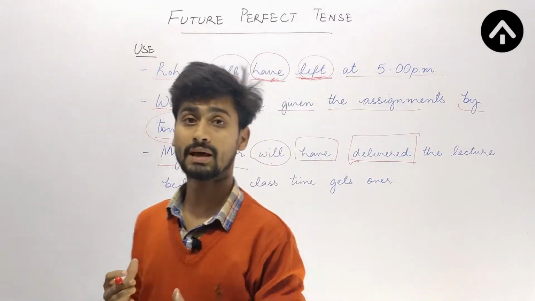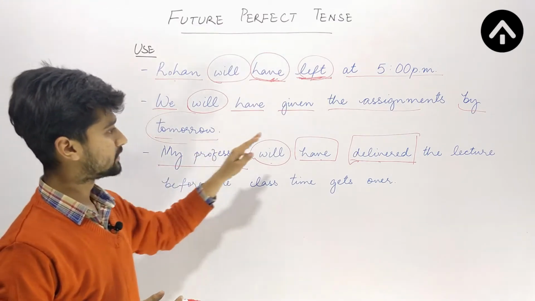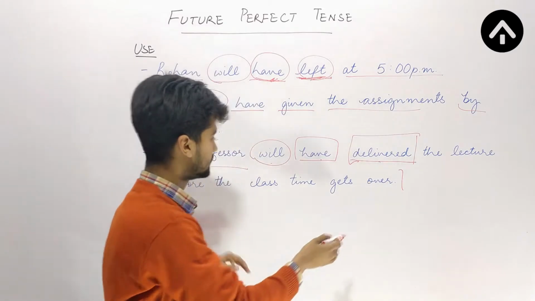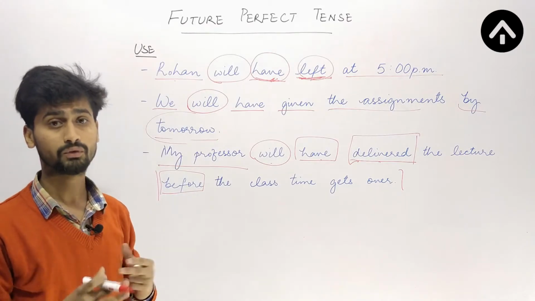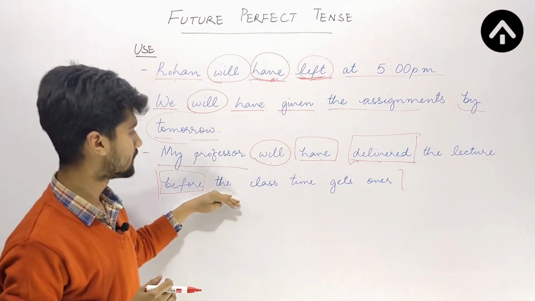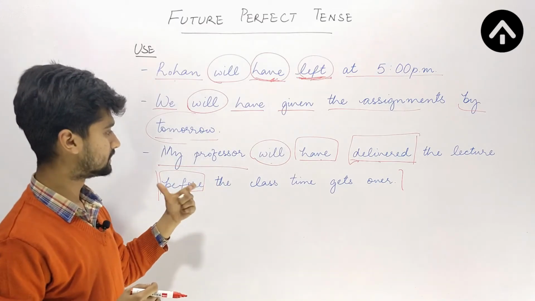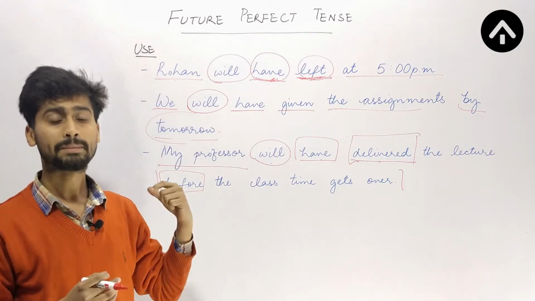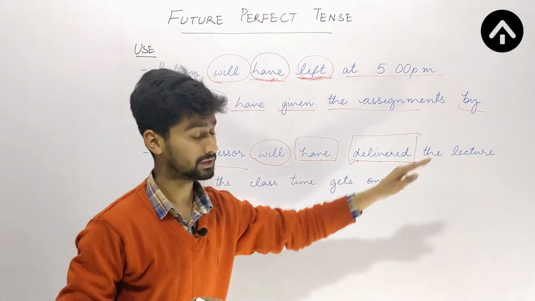Now just look at the sentence. What's happening here? We have two different clauses. The first clause runs from my professor to lecture, and the second clause starts from before and ends here. This is the subordinate clause. Here I'm using before as a conjunction. Sometimes the word before also acts as a preposition, but here it's functioning as a conjunction because after this word we have a complete clause. It gives us the factor of time: the class time gets over. The structure I'm using here is present indefinite tense, but the main clause is: my professor will have delivered the lecture.